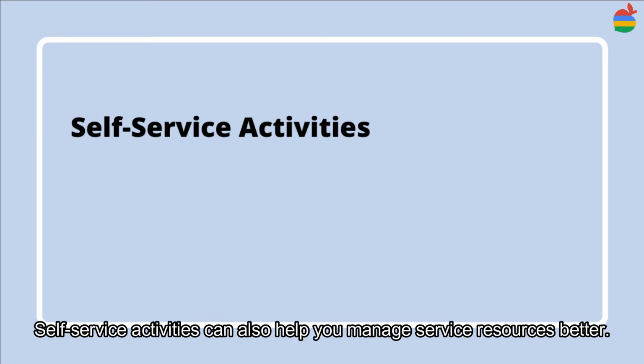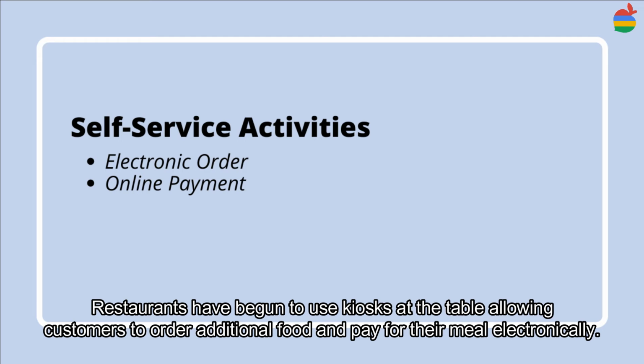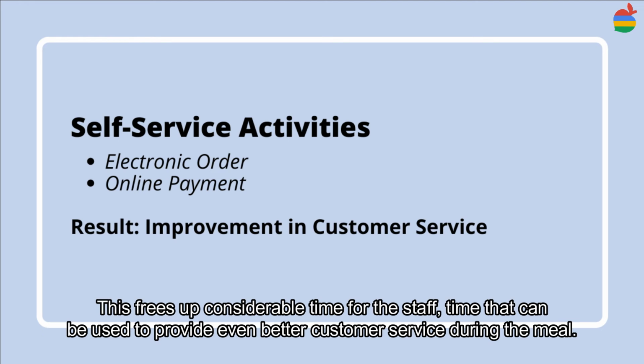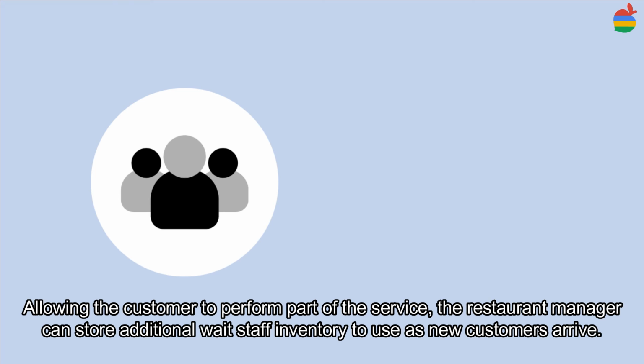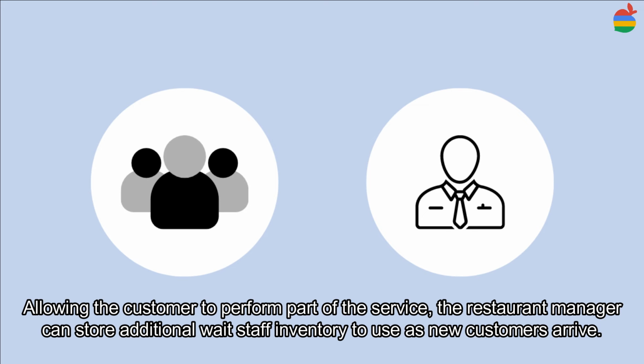Self-service activities can also help you manage service resources better. Restaurants have begun to use kiosks at the table, allowing customers to order additional food and pay for their meal electronically. This frees up considerable time for the staff, time that can be used to provide even better customer service during the meal. In this instance, labor is the inventory, the number of waiters and waitresses on duty, allowing the customers to perform part of the service. The restaurant manager can store additional wait staff inventory to use as customers arrive.